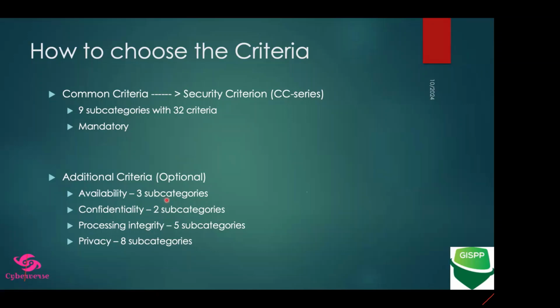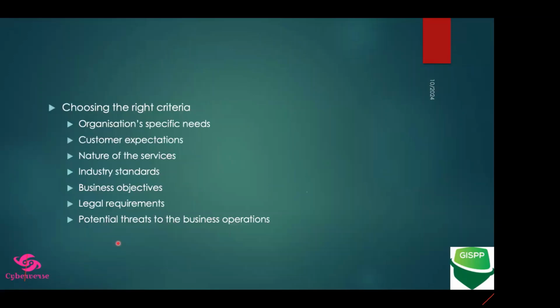But this is the criteria to choose, and this is basically a starting point for you to define the scope of your SOC 2 compliance program. Now the question is how we can go for these additional criteria. On what basis can we choose, either we have to go for availability or confidentiality or PI or privacy. These are some of the factors that you need to consider.